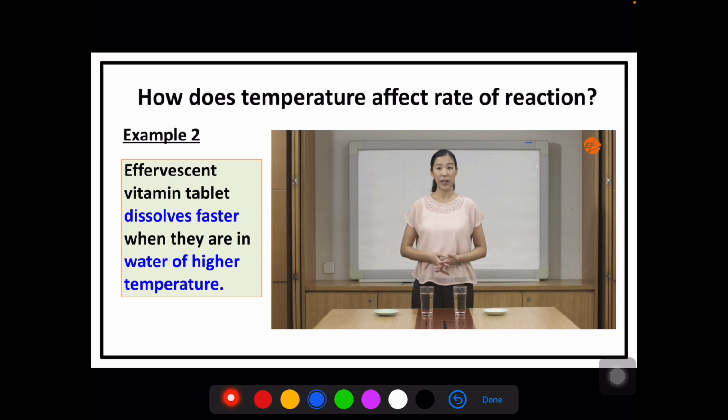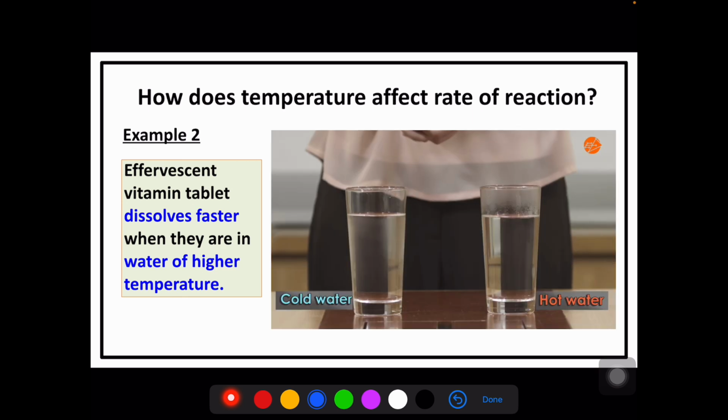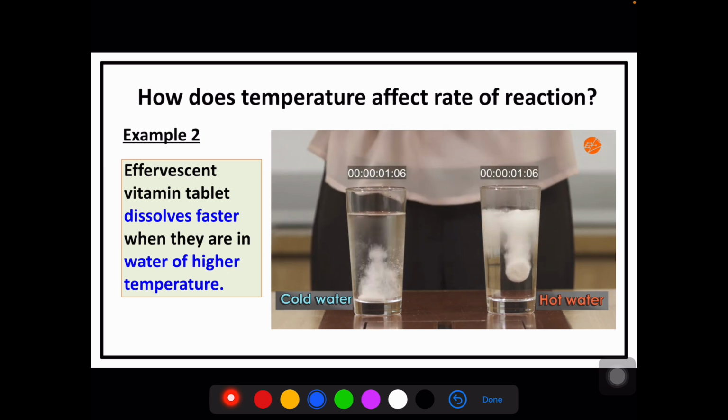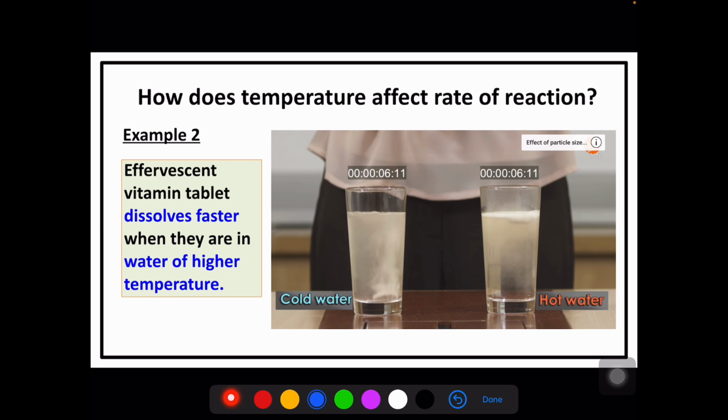To investigate the effect of temperature on the rate of reaction, we will be using 2 tablets and 2 glasses of water. One glass contains hot water and the other glass contains cold water. What do you expect to see when we drop the tablets into the 2 glasses of water at different temperatures? What do you observe? In both glasses, we see that the color of the solution changed from colorless to orange and there was effervescence.